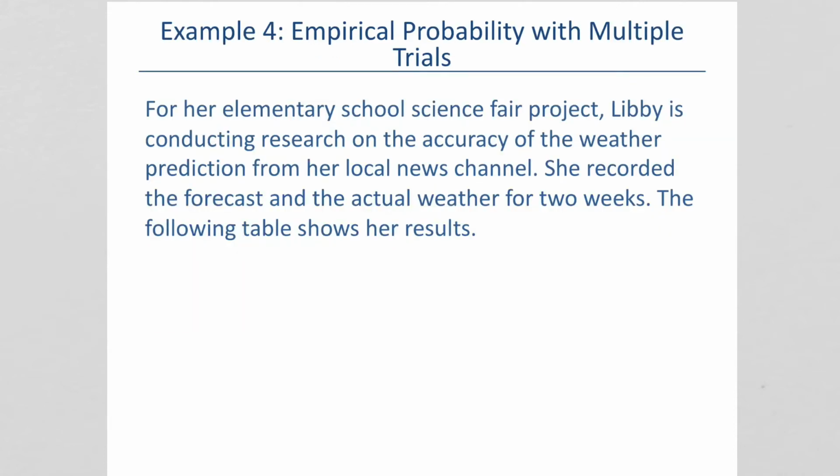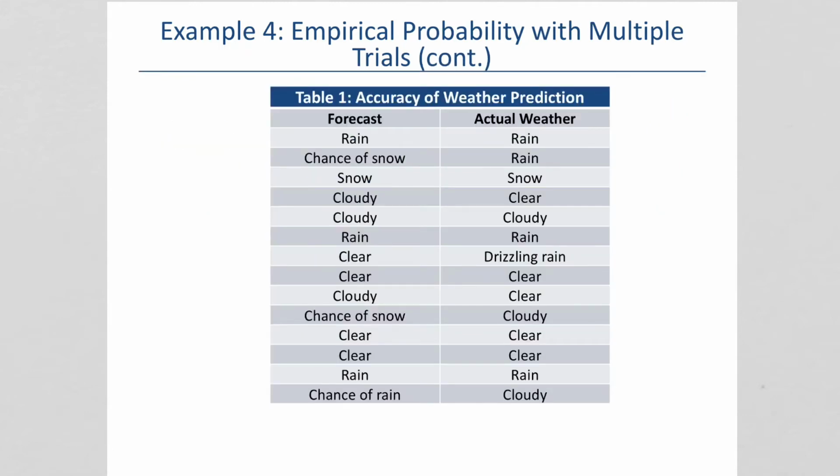For her elementary school science fair project, Libby is conducting research on the accuracy of weather prediction from her local news channel. She recorded the forecast and the actual weather for 2 weeks. The following table shows her results. So the forecast for the first day was rain, and it actually rained. The forecast for the second day was a chance of snow, and it rained. That seems to happen a lot here in the mountains. And then the third day, the forecast was snow, and it actually snowed, and so forth.